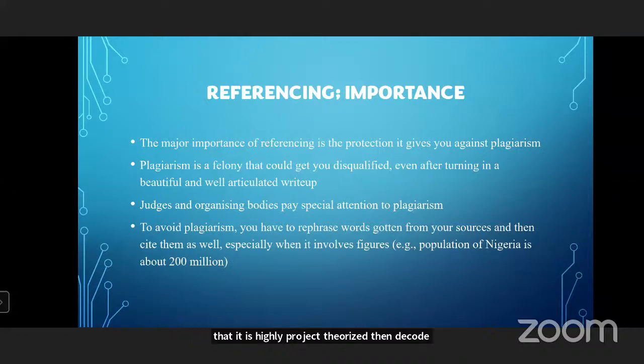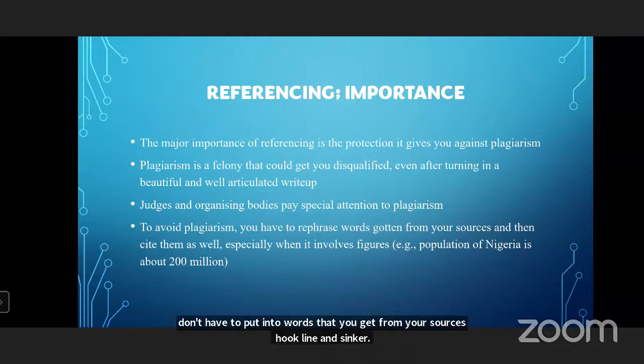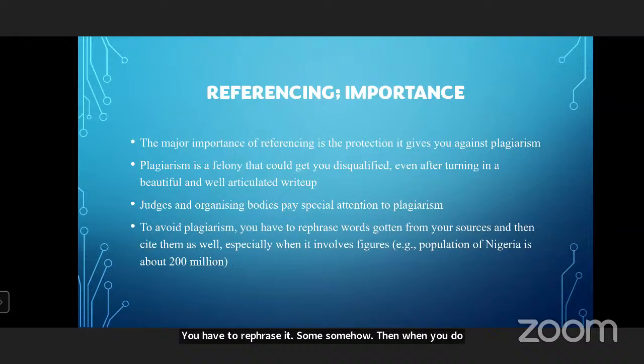To avoid plagiarism, you have to do two things. First, you have to rephrase words that you get from your sources. You don't have to put in the words from your sources hook, line, and sinker. You have to rephrase them somehow. Then you also cite them in your work. For example, when you say the population of Nigeria is about 200 million, it's like a general fact, a general knowledge.